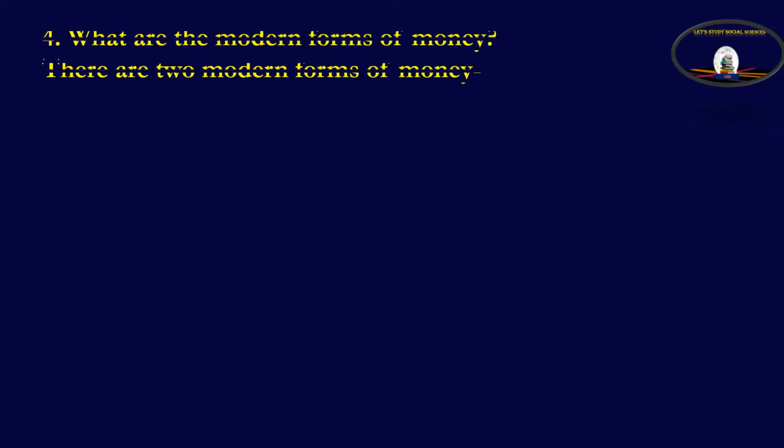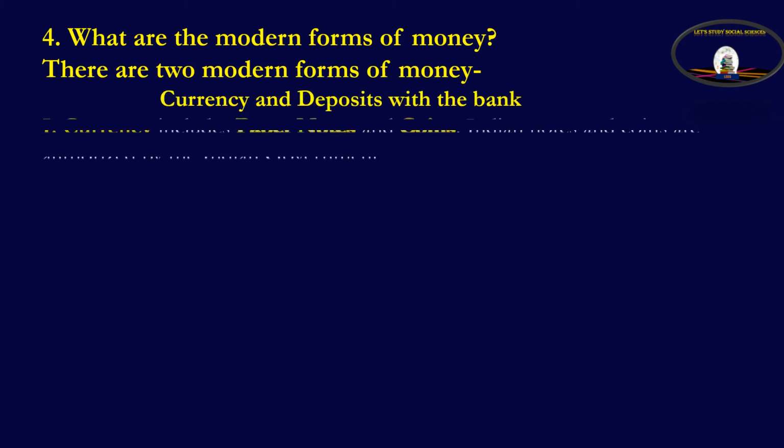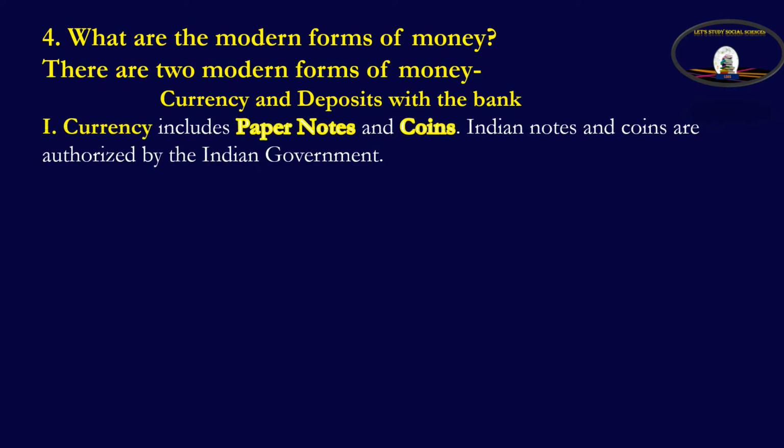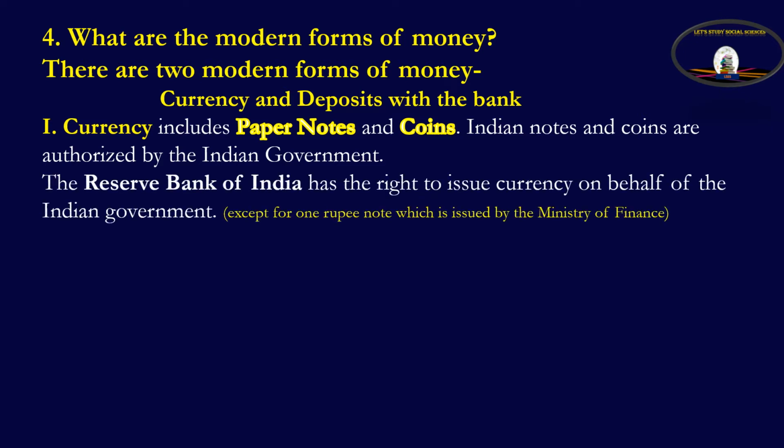In short, there are two modern forms of money: currency and deposits with the bank. Currency includes paper notes and coins. Indian notes and coins are authorized by the Indian government, and only the Reserve Bank of India has the right to issue currency in a country on behalf of the Indian government. Another form of money is deposits with the bank.